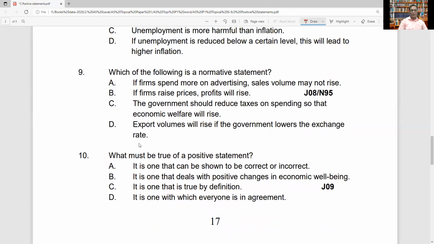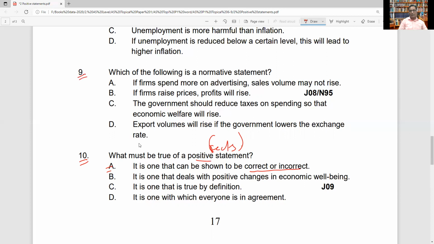Now coming to question number 10. Question number 10 says, what must be true of a positive statement? So it should be based on facts and figures. So option A is the correct answer. It is one that can be shown to be correct or incorrect because it is based on facts and figures. Based on facts and figures, we can check whether the statement is right or wrong. Okay, so A is the correct answer.